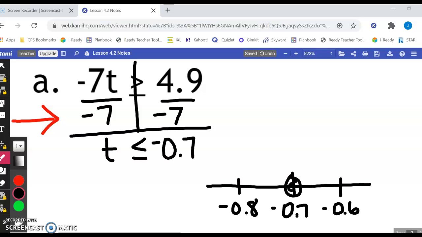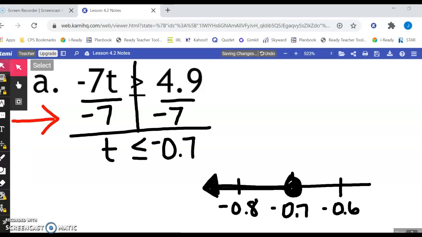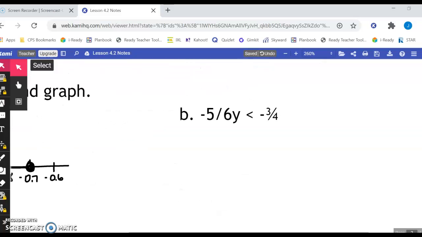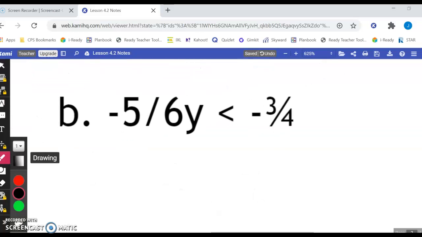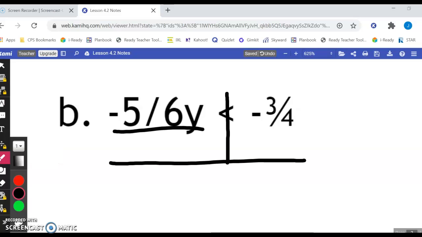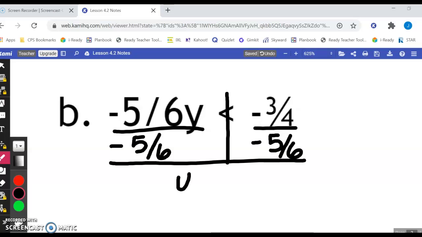So circle, it is equal to, so we're going to fill that in, and it says t is less than, so we're going to shade to the left. And then we have to divide by a negative 5/6. We have y, we're dividing by a negative here, so I'm going to have to flip that sign over. Two negatives divided by each other are going to be a positive. And 3/4 divided by 5/6 is 9/10.